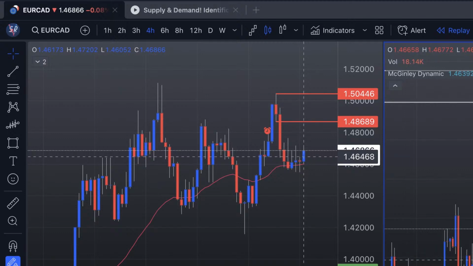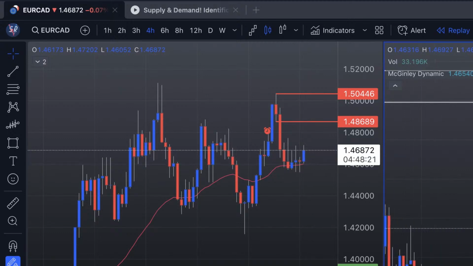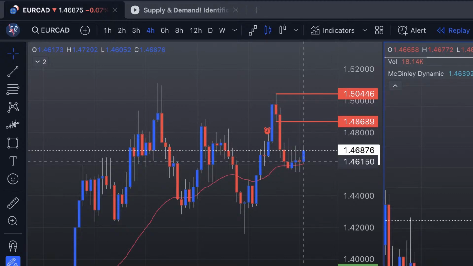EuroCAD cut right through that. I knew about that. I knew this lower level was going to hold. I just knew this lower level was going to be the one that's going to see the activity. I knew it. I just knew it. Should trust it. Should trust your knowledge, Chris.